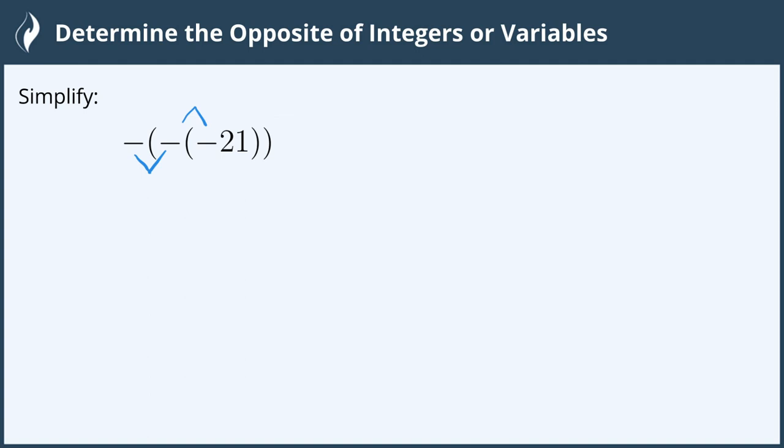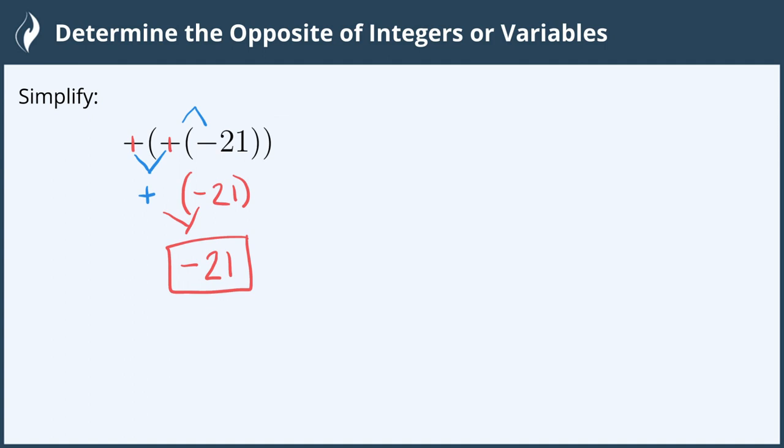A negative times a negative is positive. So I'm going to put a positive here. You can also do a negative times a negative is positive like this. So I have a positive times a negative 21. A positive times a negative is negative. So the answer is negative 21.